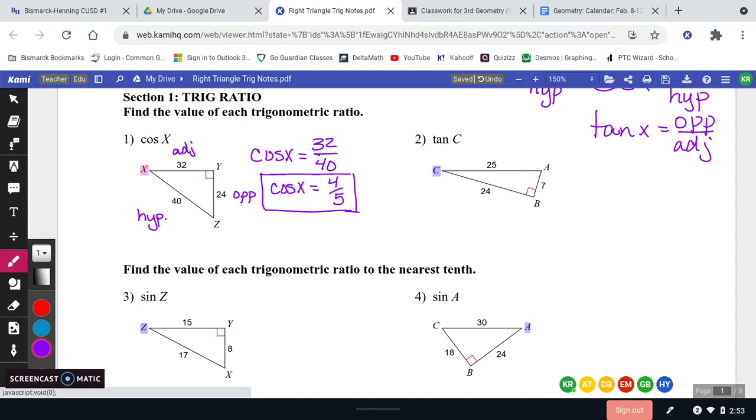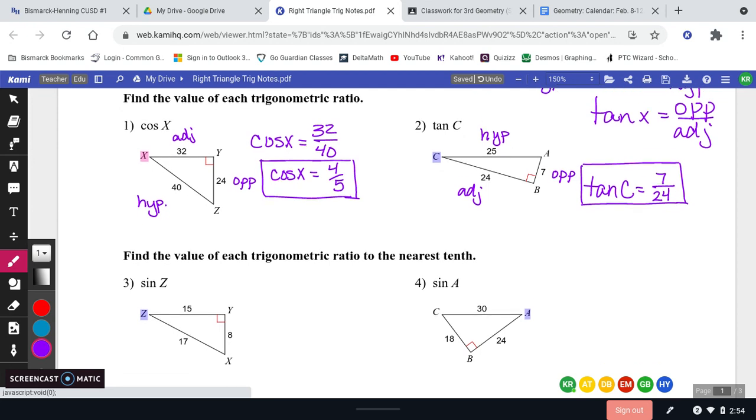Okay, number 2, tangent of C. Again, find where C is. You're standing on C. Find which side is your hypotenuse. It's the longest side. Also, it's across from the 90-degree angle. The other side that is next to angle C is the adjacent side, and across from angle C is the opposite side. So this one we're doing tangent. Tangent of angle C is TOA, opposite over adjacent. So the opposite side is 7 over the adjacent side, 24. 7 over 24 can't be reduced, so that is where you're going to stay.